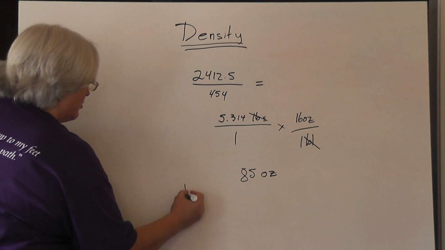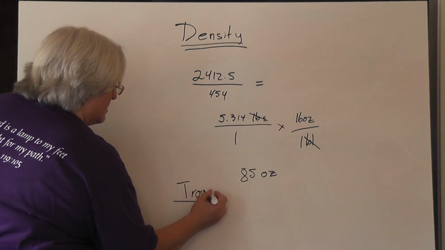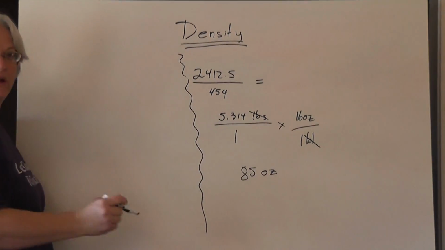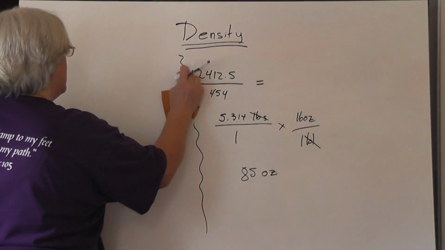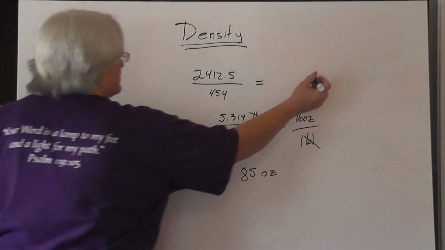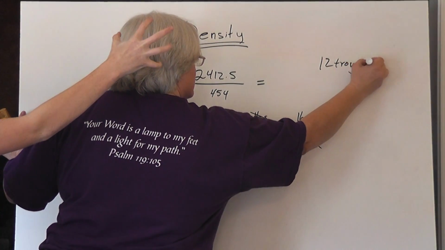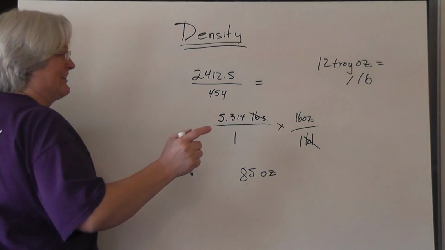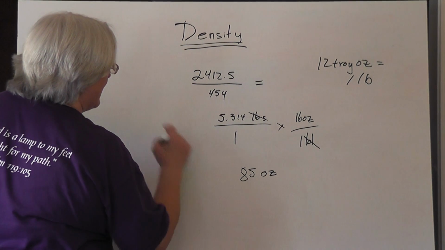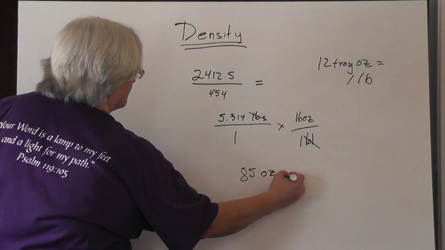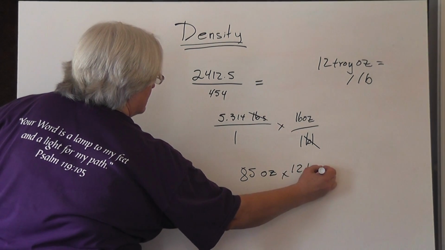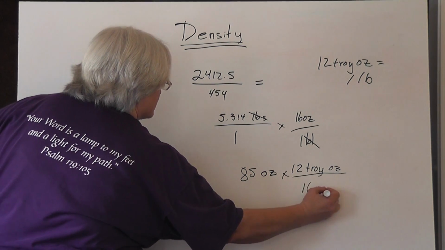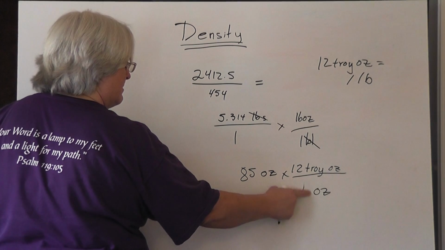Okay, now there's something called a troy ounce. I'm not 100% sure of my accuracy here, but I believe that there are 12 troy ounces in 1 pound. So if you have 12 troy ounces in 1 pound, that means there's a conversion factor of 3/4 to get this down. So if you take 85 ounces times 12 troy ounces are the same as 16 ounces. 12 divided by 16 reduces to 3/4.